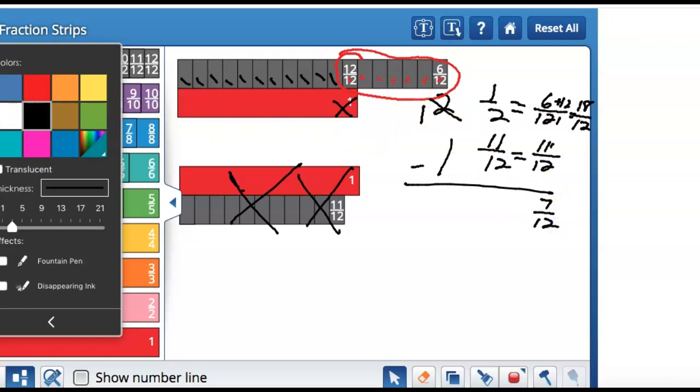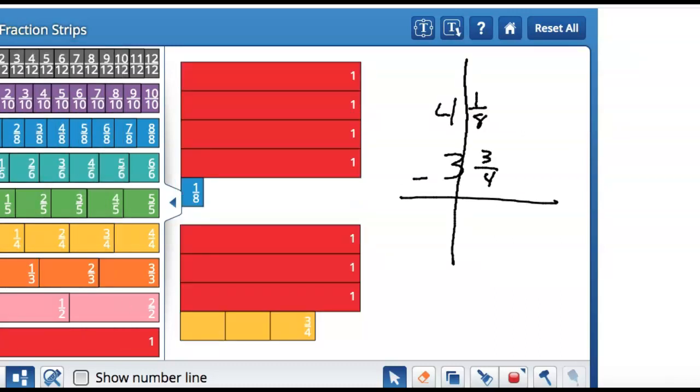Let's do another example. Okay, one more example to show you how when we're going to have to regroup. So do I have enough to take away here? Let's convert these 3/4 into eighths. So we're going to say that that is going to be 6/8. We do still have to find our common denominator. So when I look at that, do I have 6/8 to take away from here? Absolutely not. So I'm going to have to regroup.